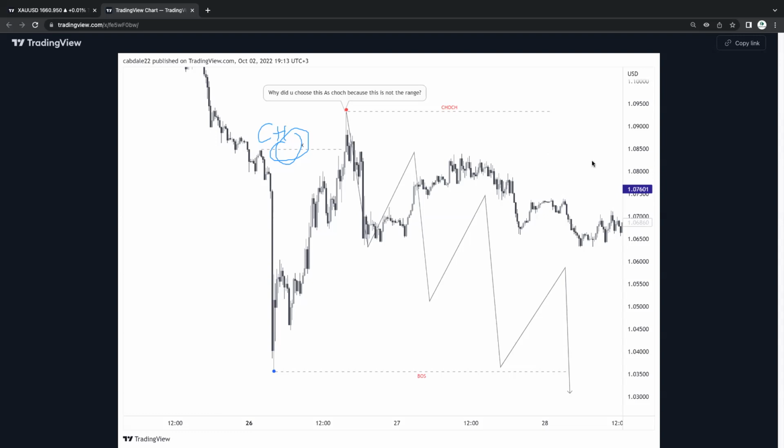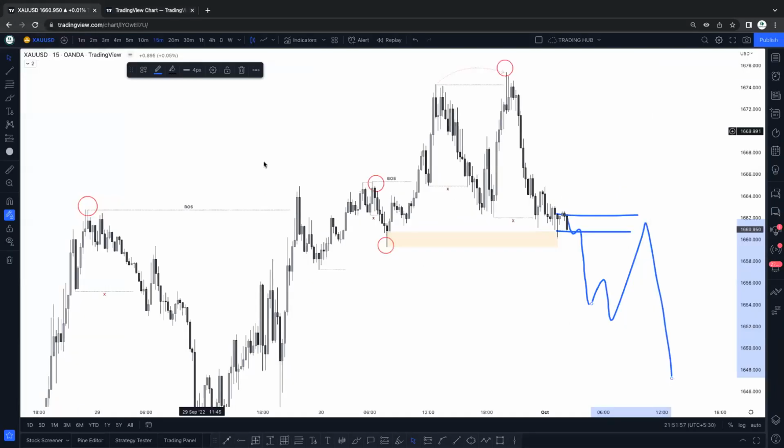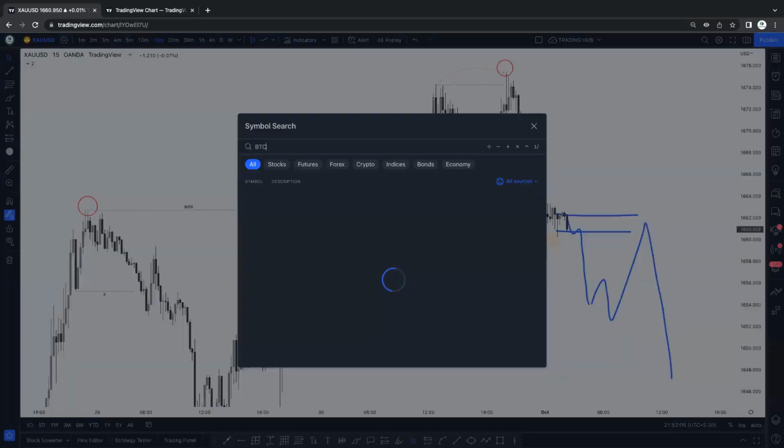And this is a pullback for the higher time frame, right? So this is a possible scenario in gold. Now let's switch into the Bitcoin. After that, I will start quick question answer.